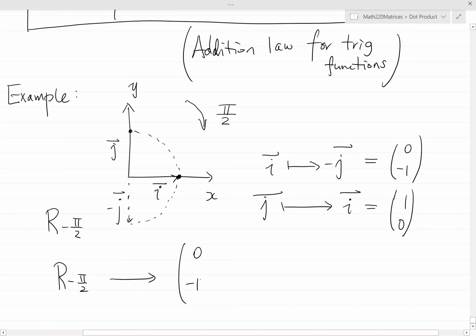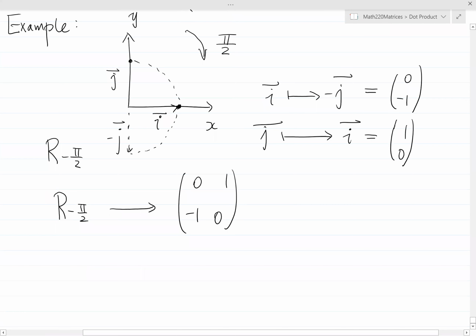So this R negative pi over 2 corresponds to this matrix. The first column is the image of i, and the second column is the image of j. Now remember what R pi over 2 is. How do we get R pi over 2? It is rotation in the positive direction by pi over 2.